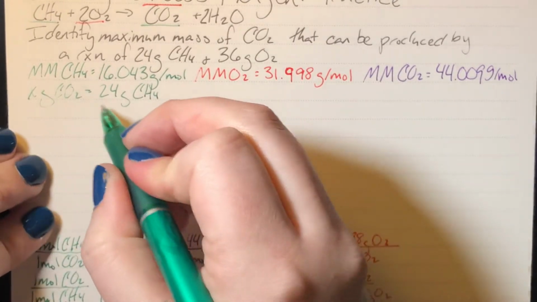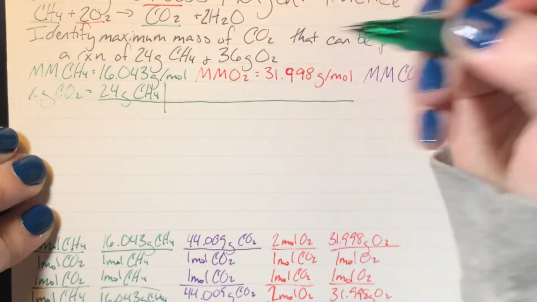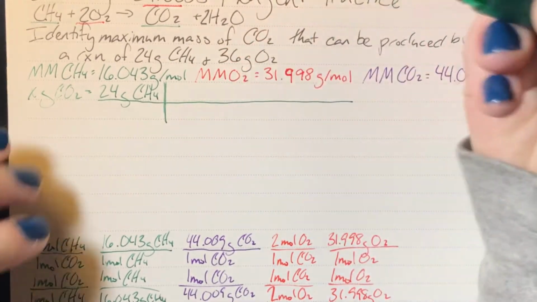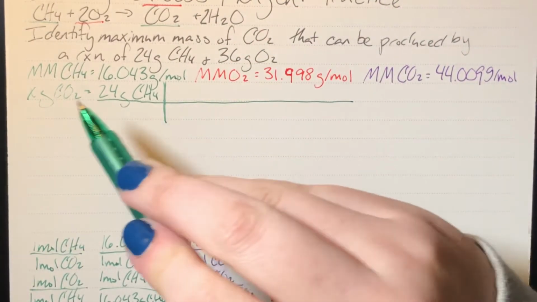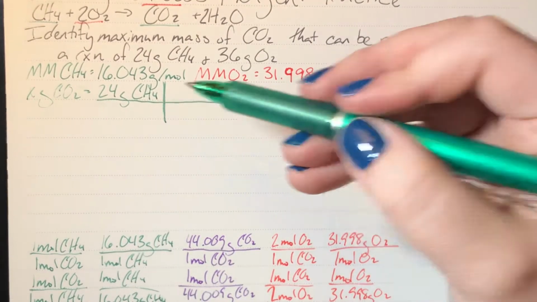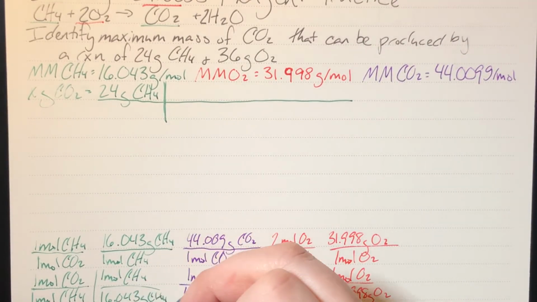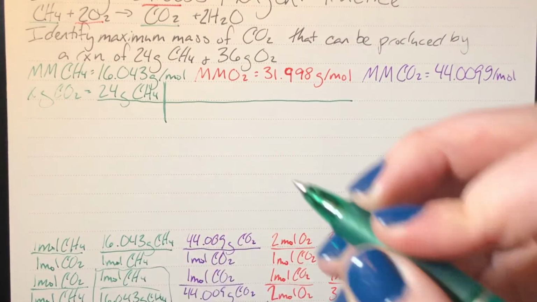So now that I have grams of methane as my first setup here, I can go ahead and get started. I need to go from grams of methane to grams of carbon dioxide, which means I will need the molar mass of methane first to get out of grams. I need the version that has grams on the bottom, so that means I'm going to be choosing this version and plugging it in.